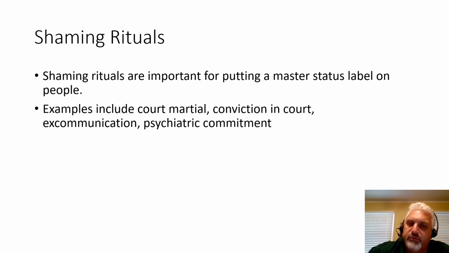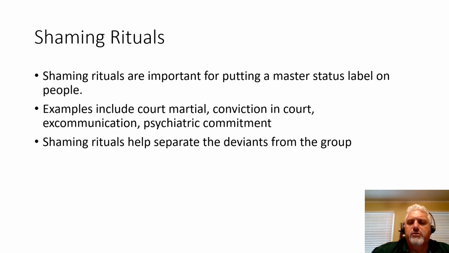So that's a ritual we've seen in court, but there's an excommunication ritual from the church. There's a shaming ritual when it comes to psychiatric commitment. So when people are shamed, there are lots of different rituals which they go through. So why are these important? Because they help separate deviance from the group. The shaming ritual is important because it's the official labeling process. You have now been labeled as a convicted felon, and you have faced your day in court. You've been judged by your peers and found guilty, and you are going to be punished in some way, maybe probation, probably prison.